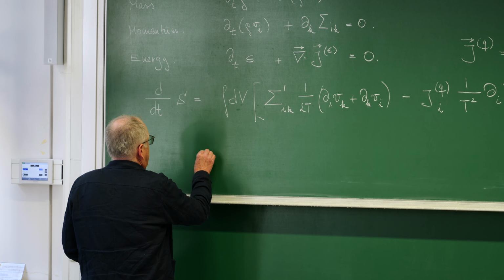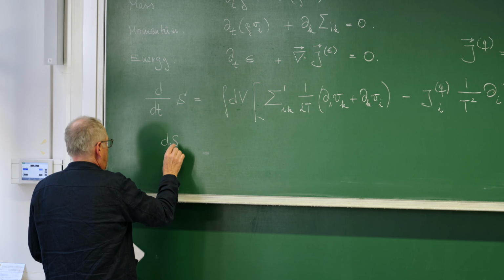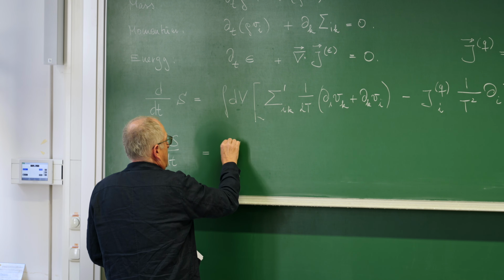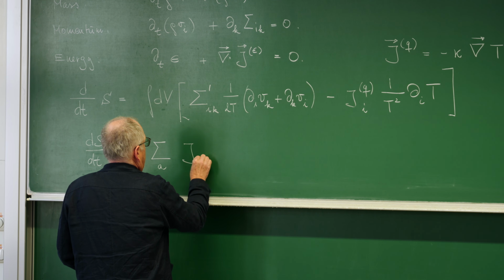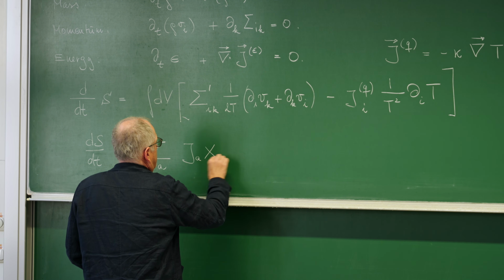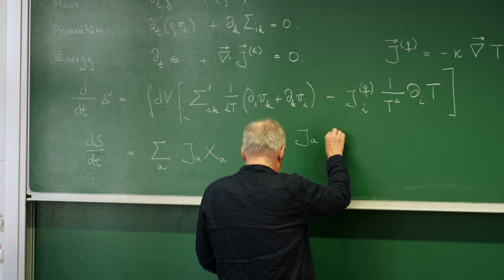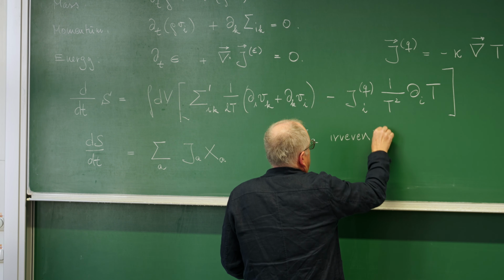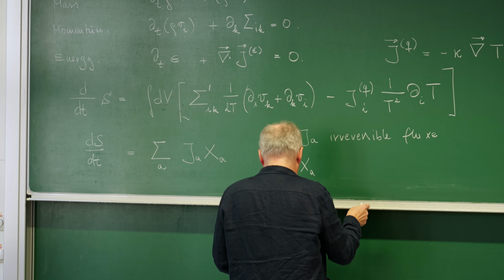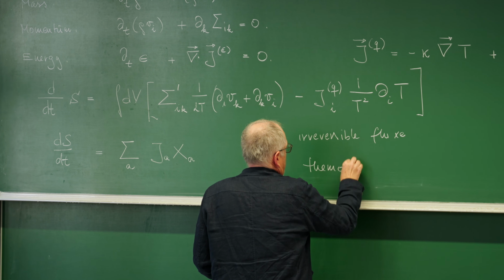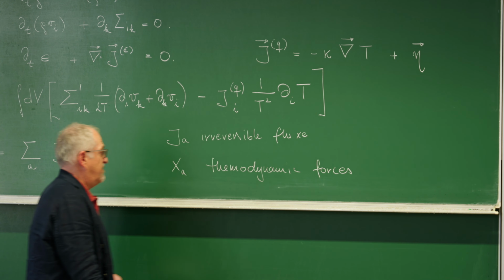Okay, and that I emphasized has a structure which corresponds to the general Onsager structure, which says that the total change in entropy is some sum over A. Here the sum over A is an integral over the volume. And then we have this analogy between currents and their conjugate variables. So J_A are the irreversible fluxes, and X_A are the thermodynamic forces that are conjugate to these irreversible fluxes.